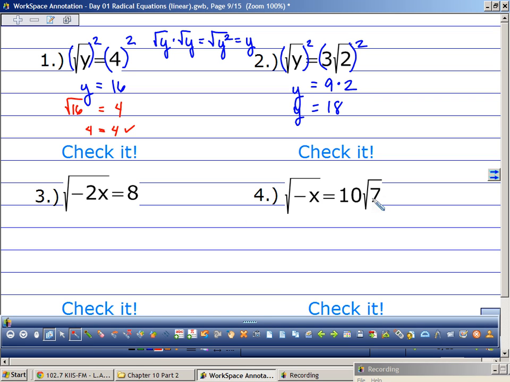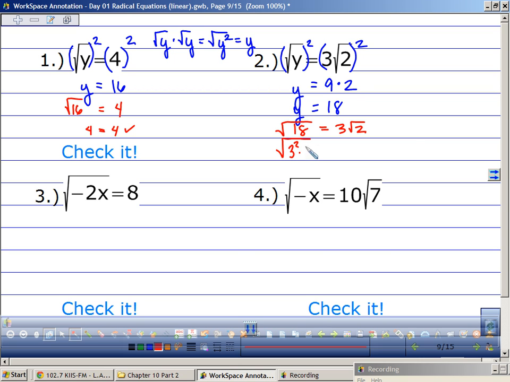Let's check it. If I substitute 18 in for y, does that equal 3 root 2? Well, let's see. Is there a square in 18? Yes, 3 squared, times what? 2. So the 3 gets kicked out, and they equal each other. So yes, it checks.